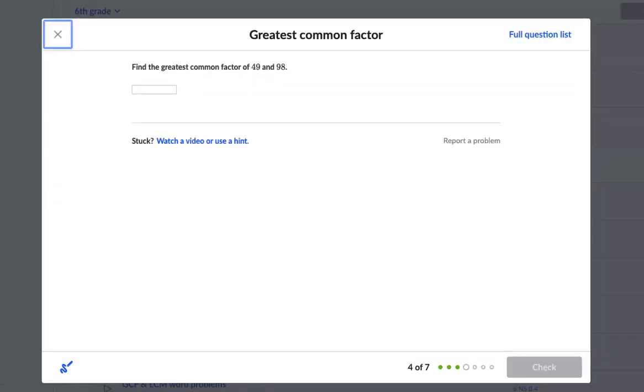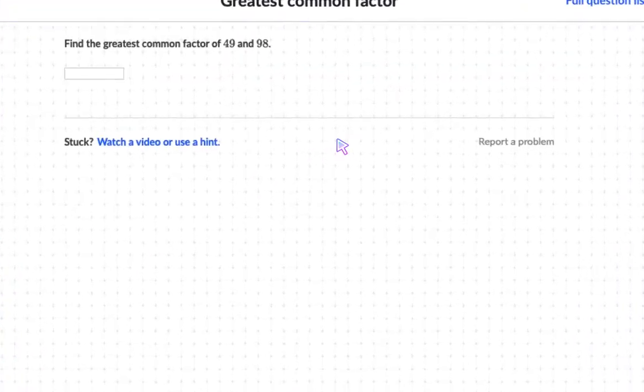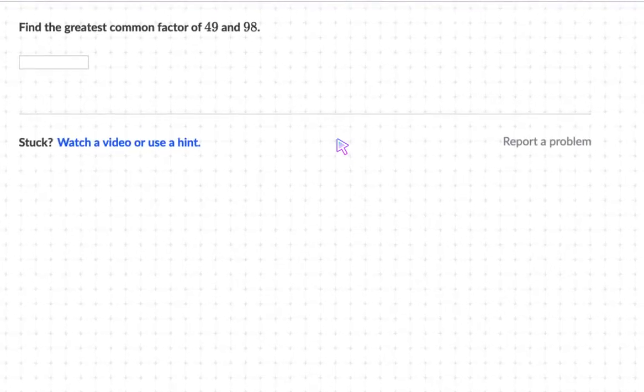All right, let's take a look at this example. It's asking us to find the greatest common factor of 49 and 98. Pause the video and try it on your own first.